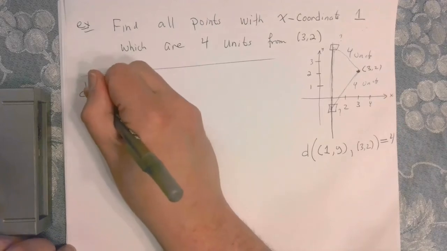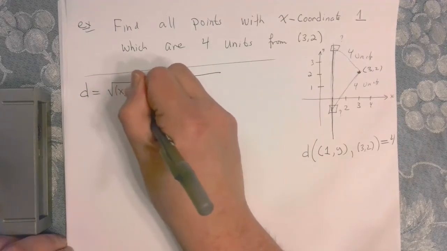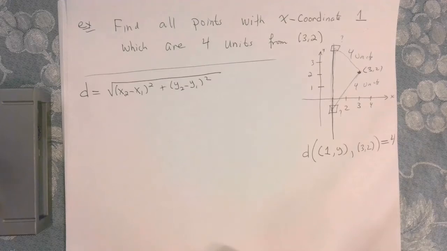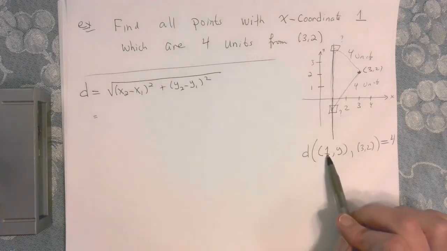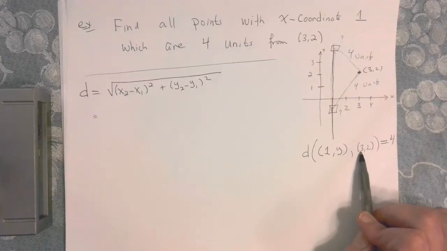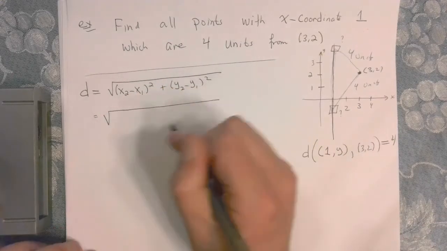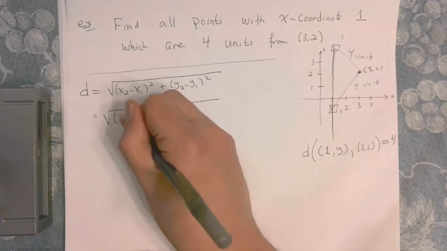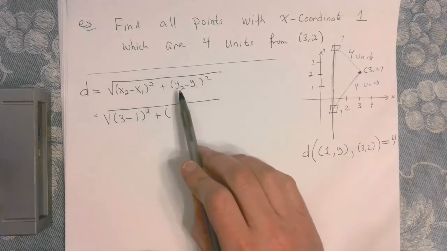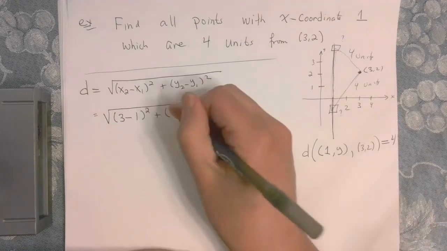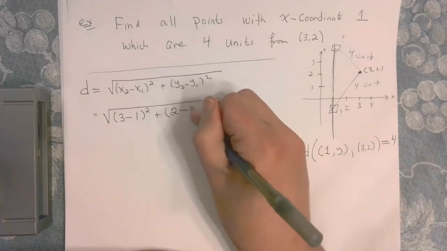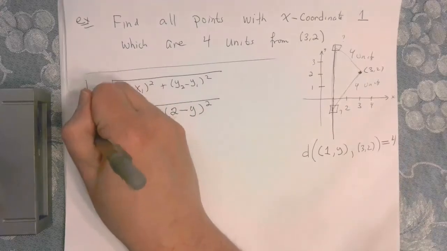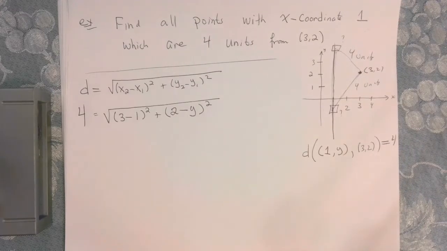Since we're talking distance, we'll start with the distance formula. And so it makes sense this might be x1, this is y1, this is x2, and this is y2. Okay, so x2 is 3 minus x1, which is 1, plus, now y2 is 2, right? That's my second y value, minus y1, my first y value, so that's y. And what do we want this distance to be? We want this distance to be exactly 4 units. So we want the distance to be 4. It looks like our unknown in this case is the y value.